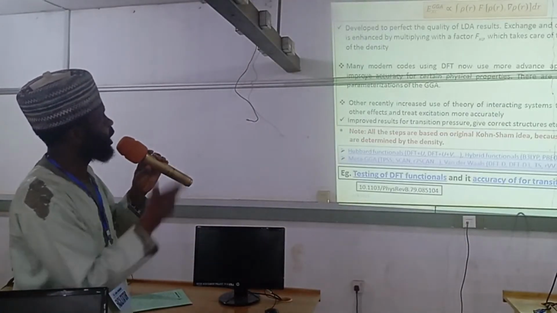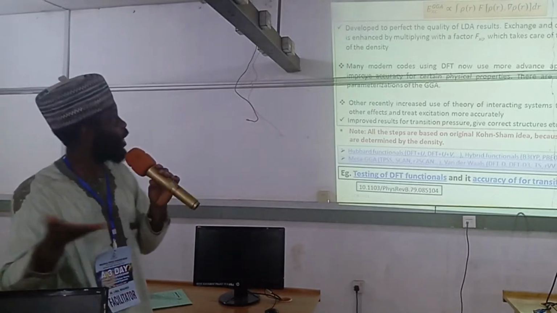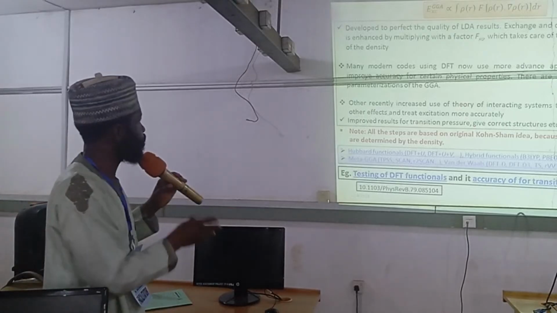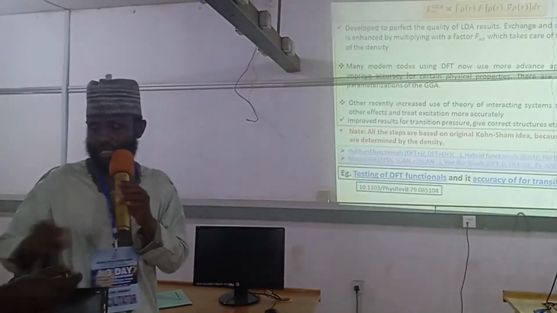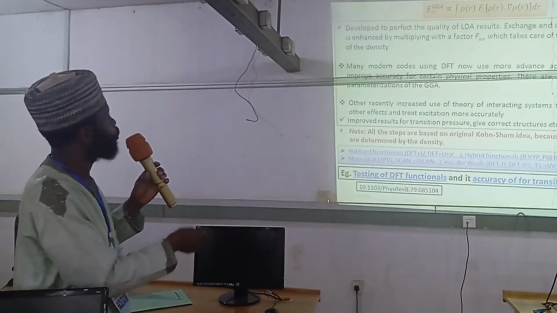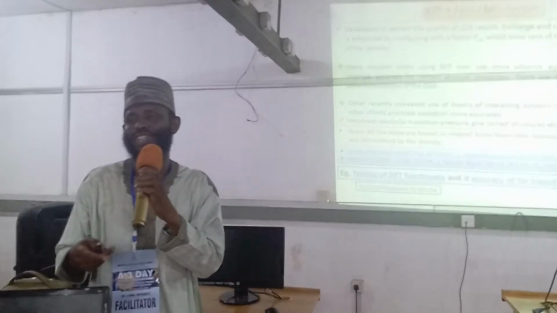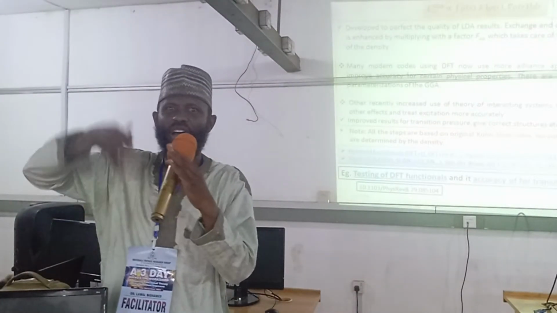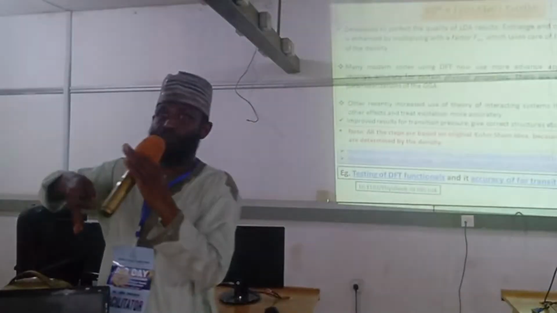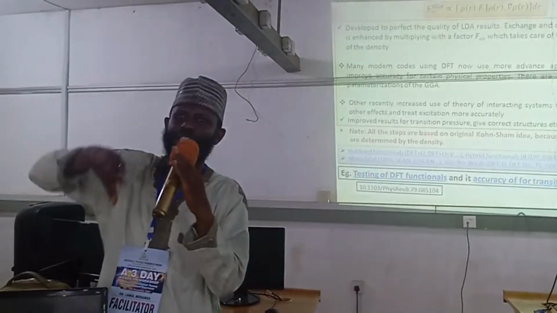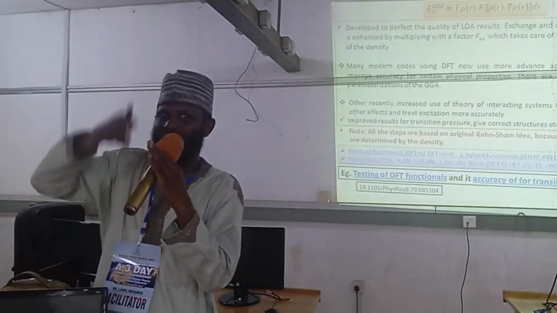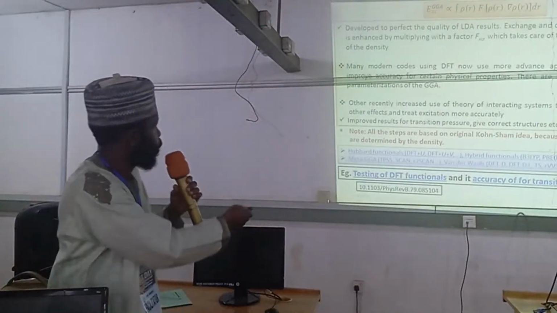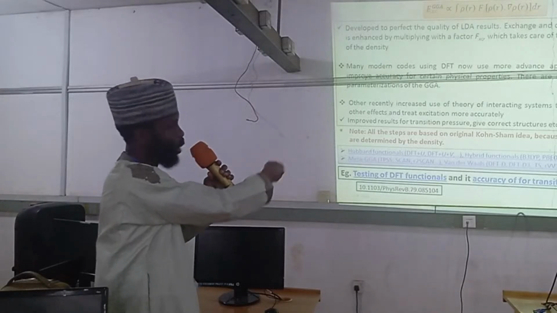The GGA was developed to improve on the quality of the results of LDA. So the exchange and correlation energy is enhanced by a modifying factor called F_xc. We take care of the local variation of the density, just like what we used to do in data analysis. If you are interested in a good result, you make a finer mesh so that you can account for the variation in the density. So it's just like a multiplier.